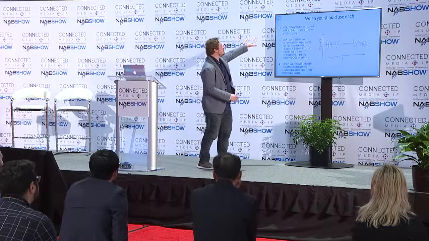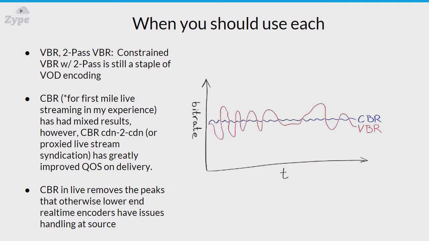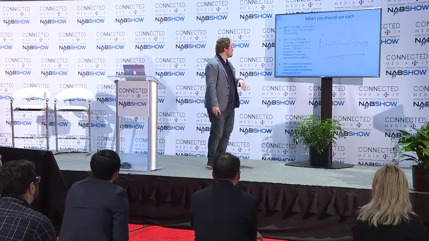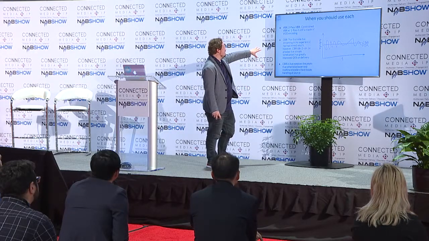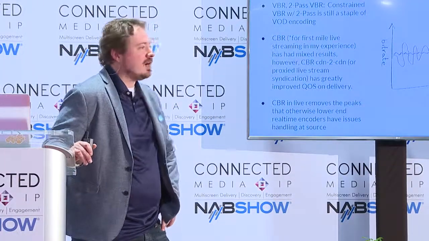So I think it's great to come to a moment where we all decide which one we want to use. And in that, VBR and 2-pass for constrained is still the staple of the VOD encoding, because you have the time to encode it. Now, how much time you have is obviously relative to how fast your clients need those assets available, but you have more time. Real-time encoding for live is different. So for the first mile of CBR, like I said, I have mixed results. That's why I believe that VBR and CBR is still great, depending on the use case.